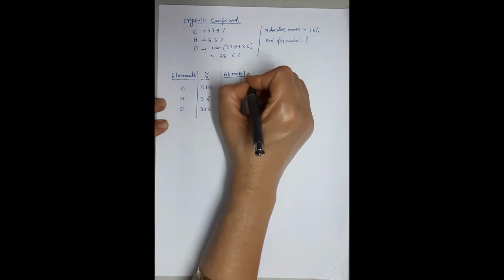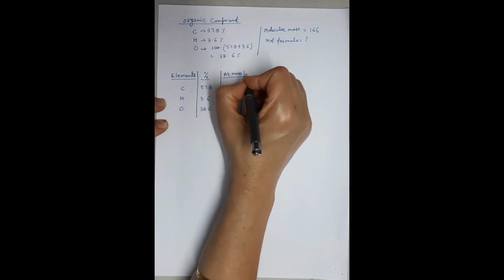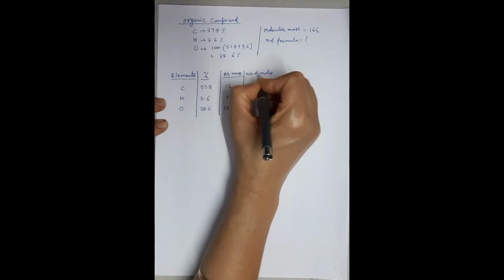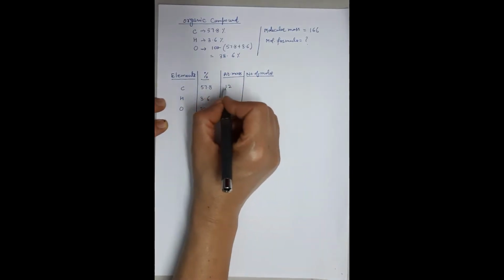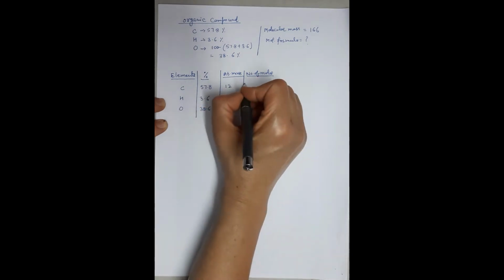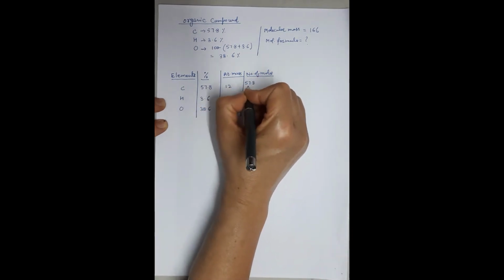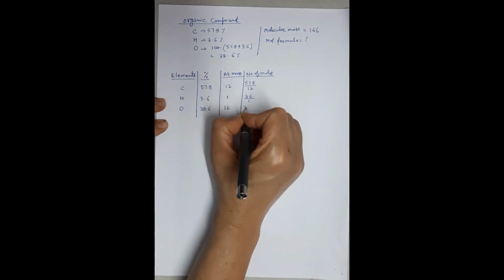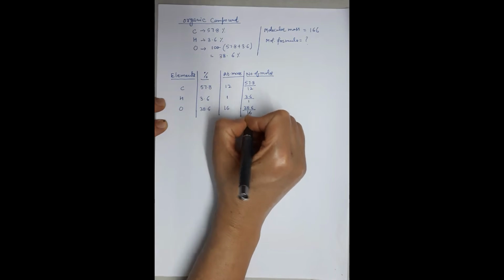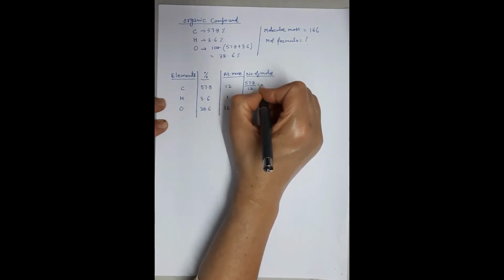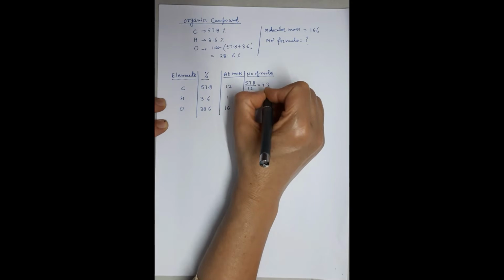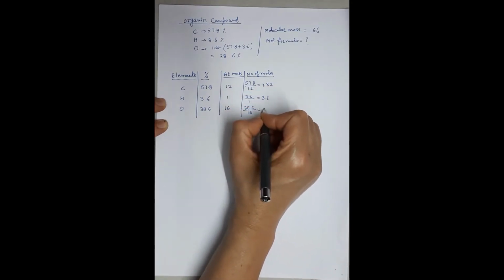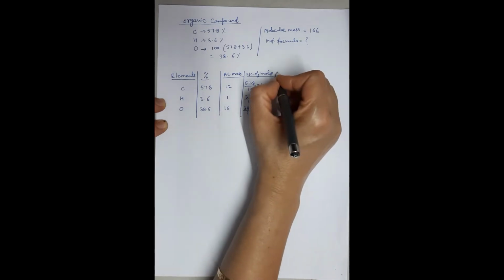Afterwards you will find out the number of moles. How do you find out the number of moles? You know, number of moles is the given mass divided by molar mass. So you'll get here 57.8 divided by 12, 3.6 divided by 1, and 38.6 divided by 16. If you calculate, it comes out to be 4.82, this is 3.6 only, and this gives you 2.41.